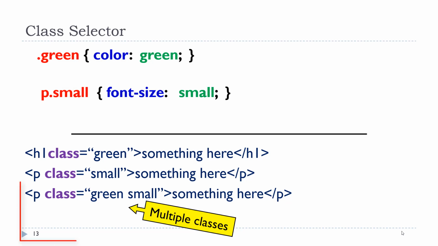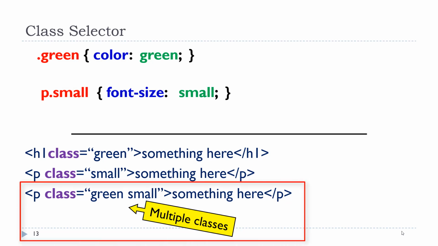I would also like to point out that multiple classes can be applied to the same element, and how that is written. In the HTML, the class attribute can accept multiple values. Those values are space separated, not comma separated.